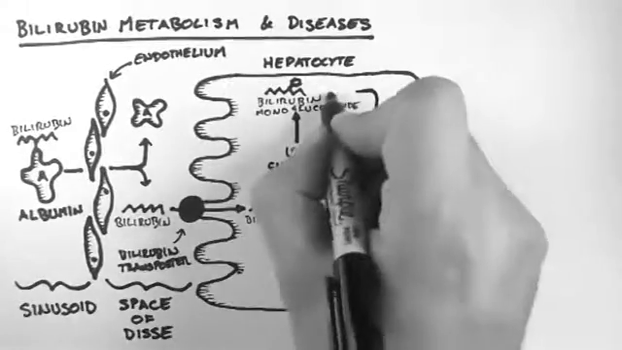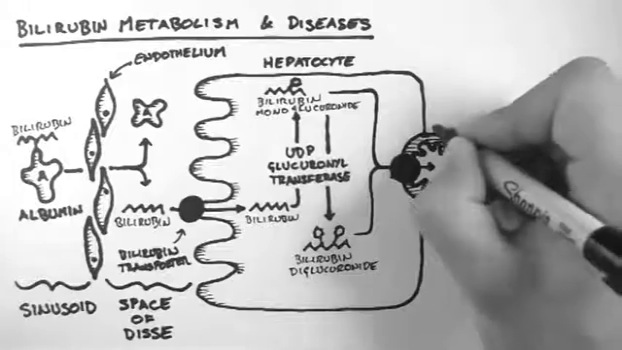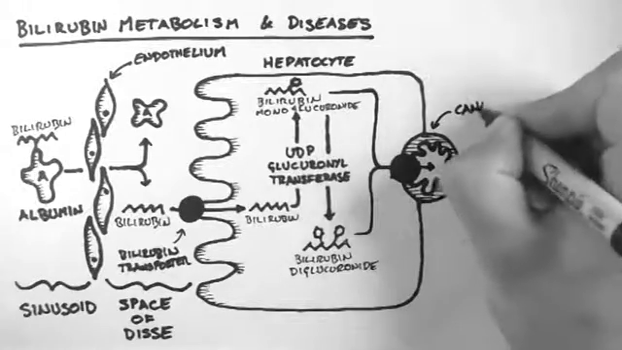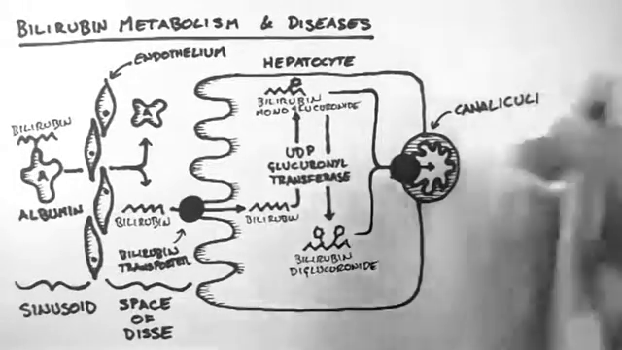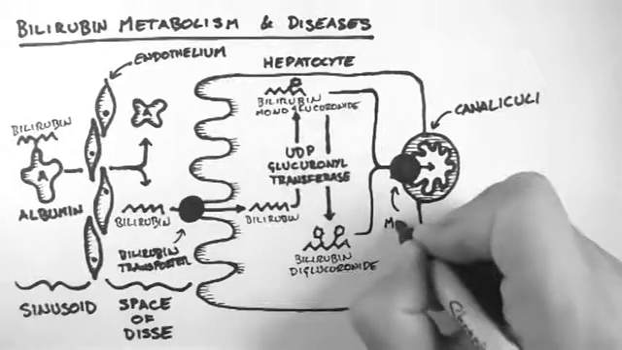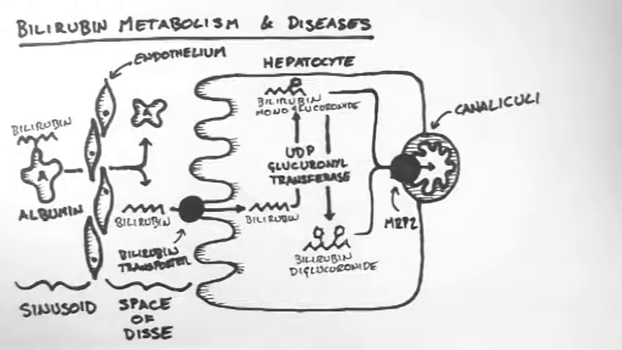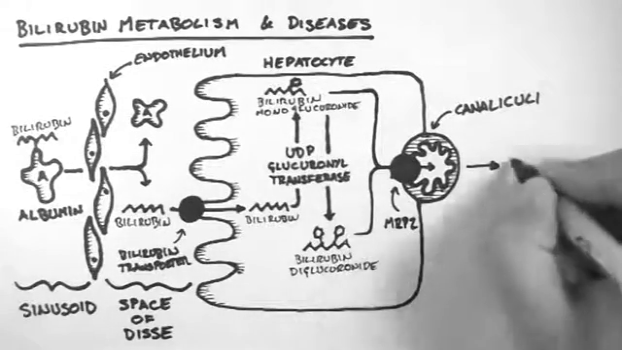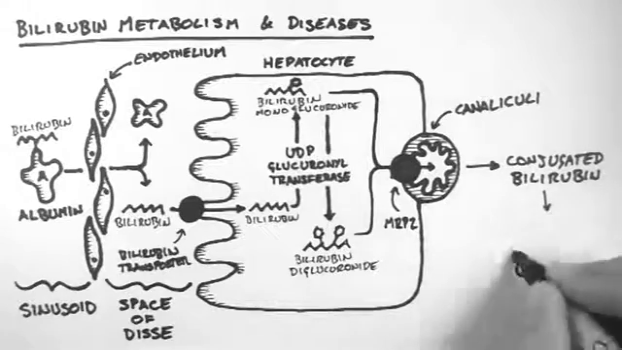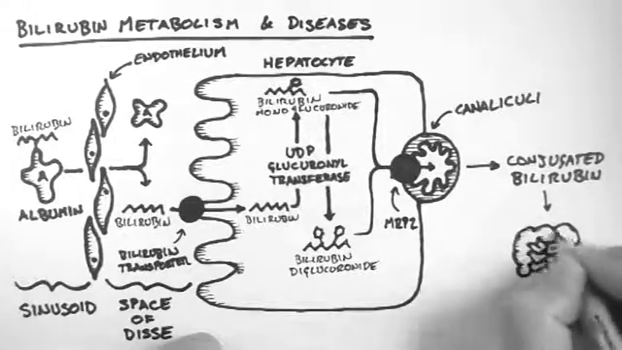Now, the conjugated bilirubin can be excreted into the bile canaliculi, and this is done by a transporter called multidrug resistance associated protein 2, usually abbreviated MRP2. In this way, the conjugated bilirubin is excreted into the gut and the bilirubin pathway continues.